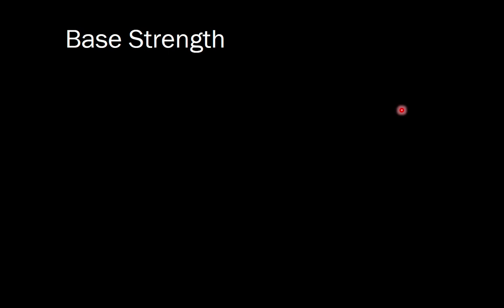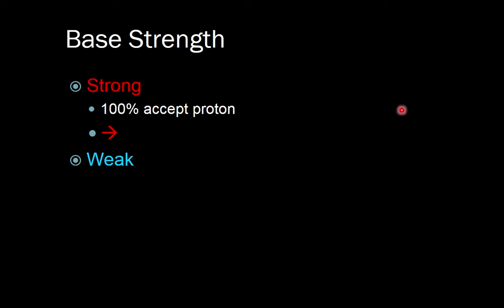So bases also are strong and weak. Strong bases will accept a proton 100% of the time, and the reaction only goes from the left to the right. We say that the reaction goes to completion. Bases can also be weak. Just like with acids, it's 1% or less. 1% or less will accept a proton, and we use an equilibrium arrow.